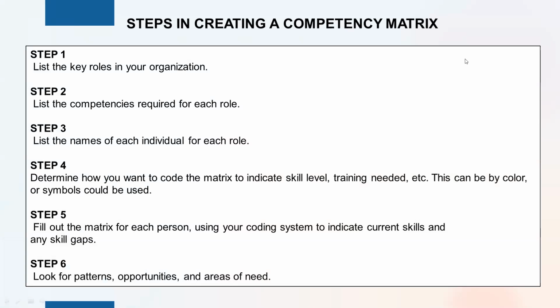How do we create this competency matrix? Specialists and experts play an important role, but just to give you an understanding of how we do it, we first list the key roles in an organization. What are the important roles that support the business? Then we list the competencies which are required for each role. Then we list the names of each individual for these roles.